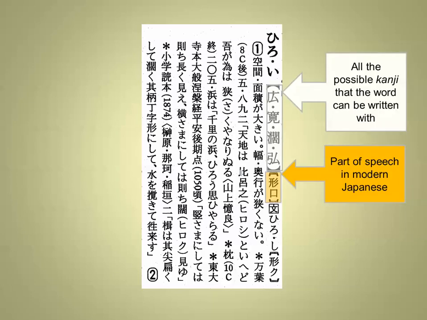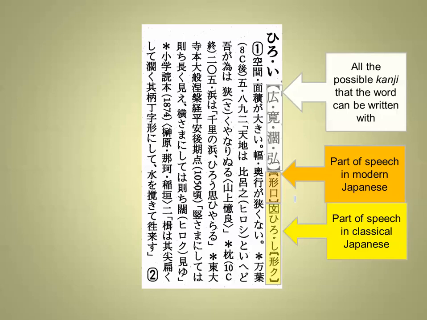That next section gives us the part of speech in modern Japanese. This is an adjective. That K is from keiyoshi, the word for adjective. The next section gives us the part of speech and the inflection dot in classical Japanese. I won't belabor that point because I'm not teaching you classical Japanese, but anytime you see this little symbol, a bun, in there, then that's probably referring to classical Japanese.